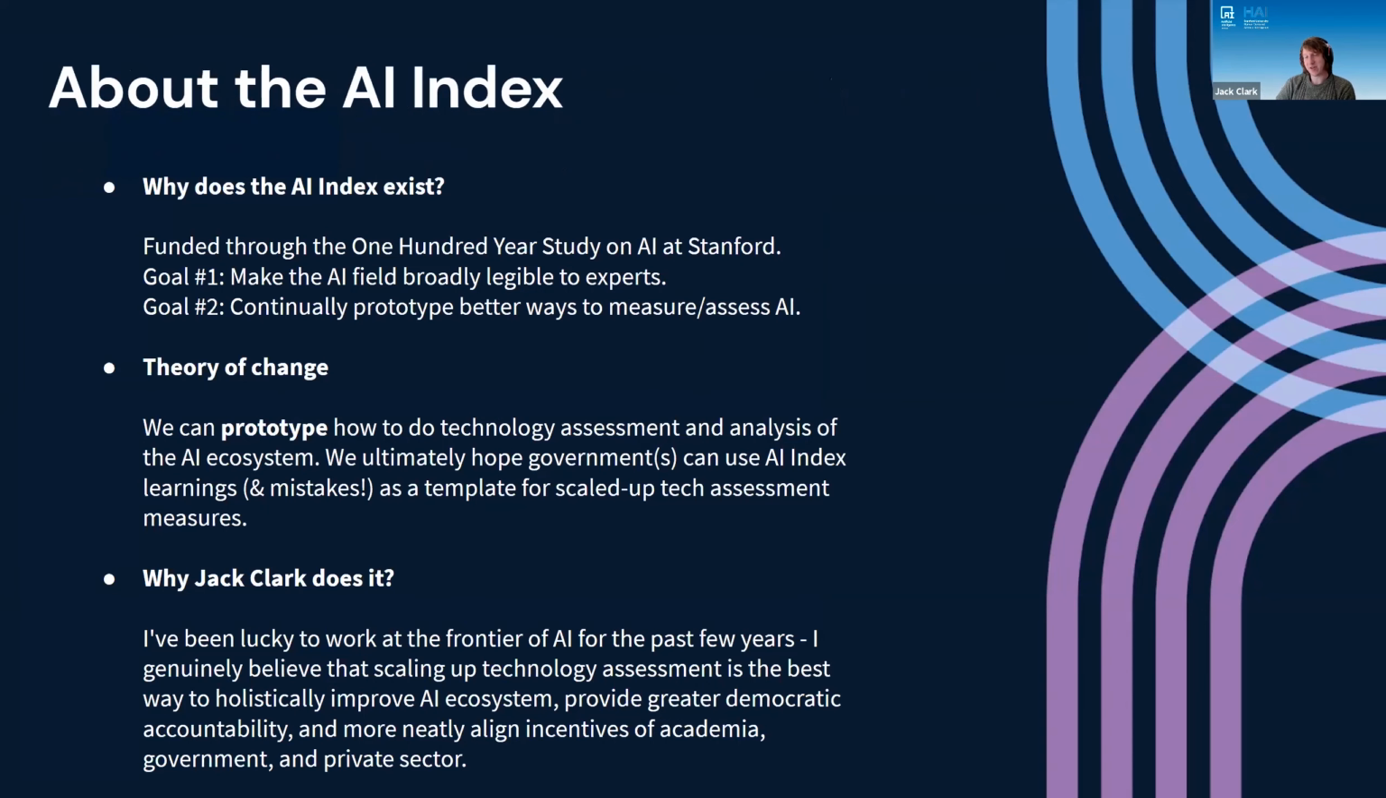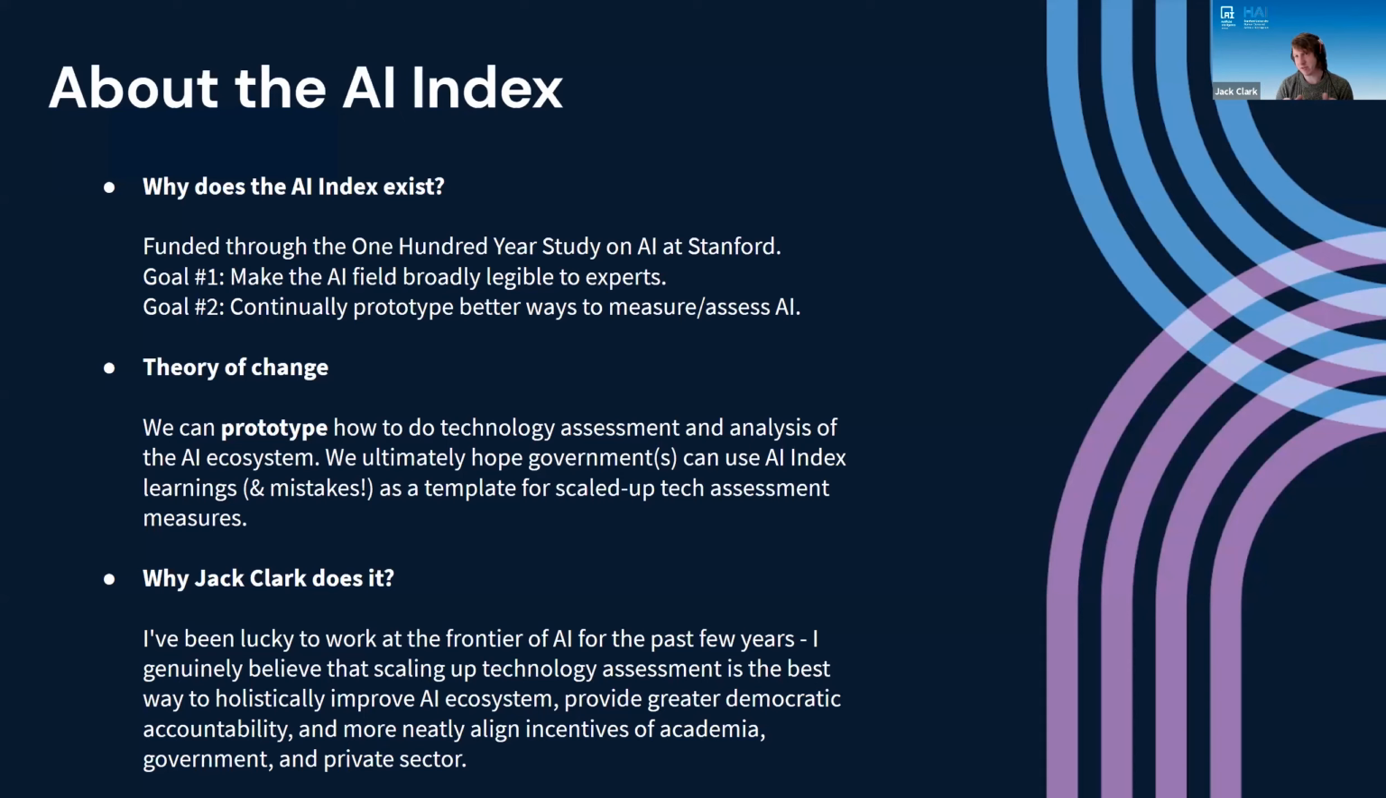Just a final bit of context about the index, and then I'm going to get into the meat of the presentation. But why it exists, along with being a part of the 100-year study on AI, is that it has two basic goals. The first goal is to make the field of AI more legible to experts that want to know about it, whether that be other researchers or policymakers or people who are just interested in AI and want to get a sense of what's been going on in the last year. The other goal is that we want to continually prototype better ways to measure and assess AI, because this in itself is an in-development area.